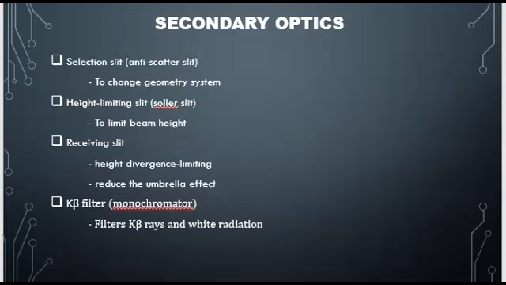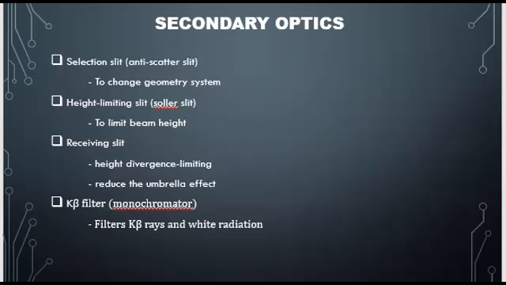Secondary optics can be broken down into four main parts. The selection slit, known as an anti-scatter slit, which reduces the diffusion. For the height limiting slit, a type of solar slit, it limits the beam's height.